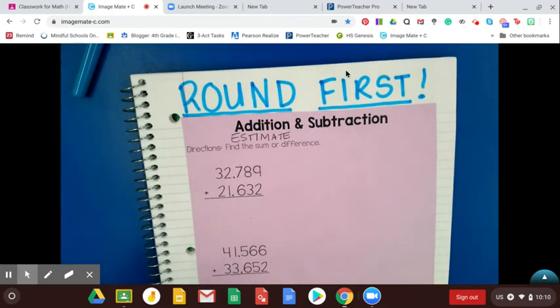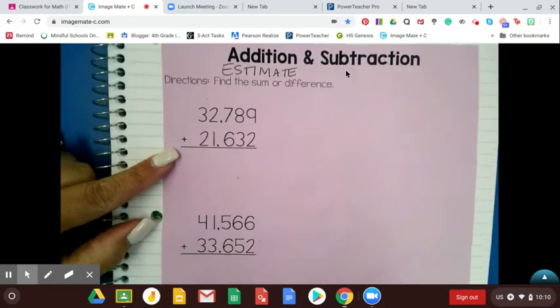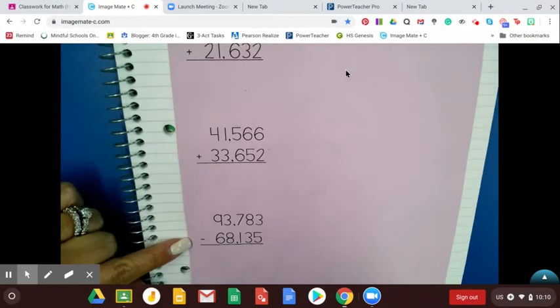All right, so let's do it. I am going to ask you to solve this problem. The first thing we want to do is notice that it's an addition problem, right? This is addition, and then our last one is subtraction.